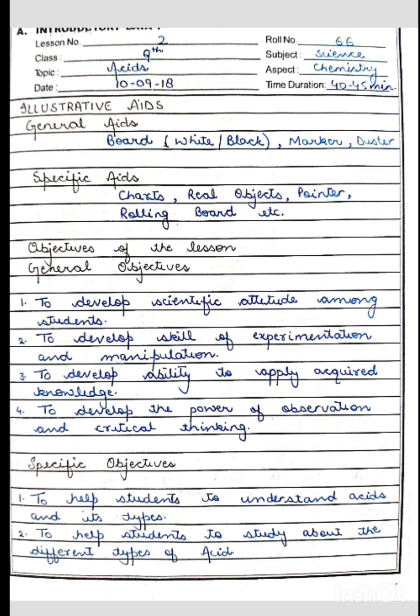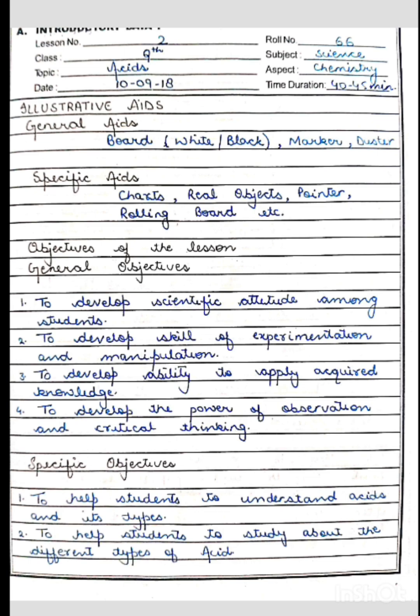Let's start with our general objectives, that are to develop scientific attitude among the students. Second is to develop skills of experimentation and manipulation. The third one is to develop the ability to apply acquired knowledge. The fourth one is to develop the power of observation and critical thinking.